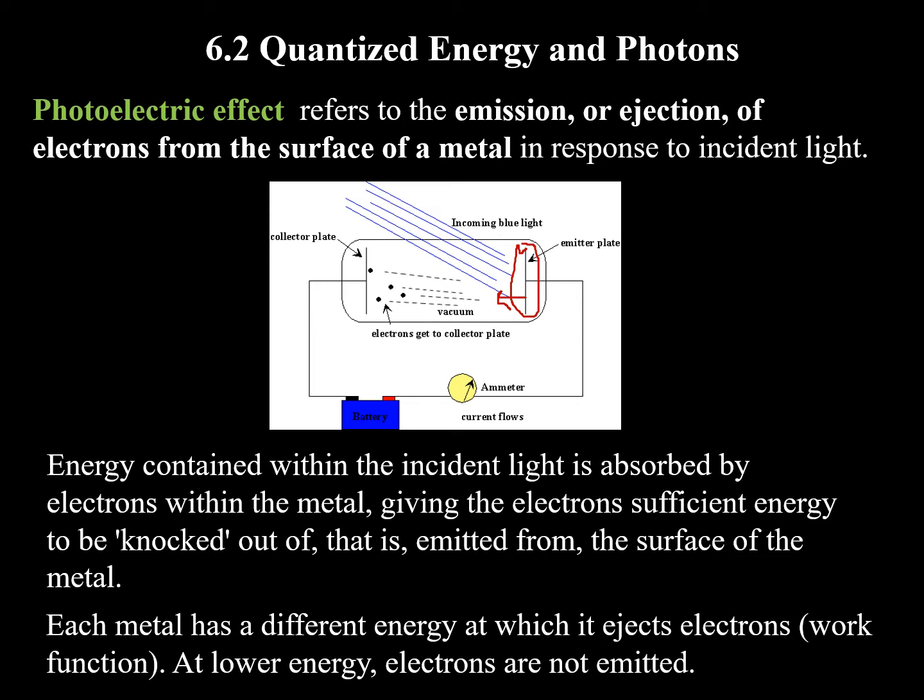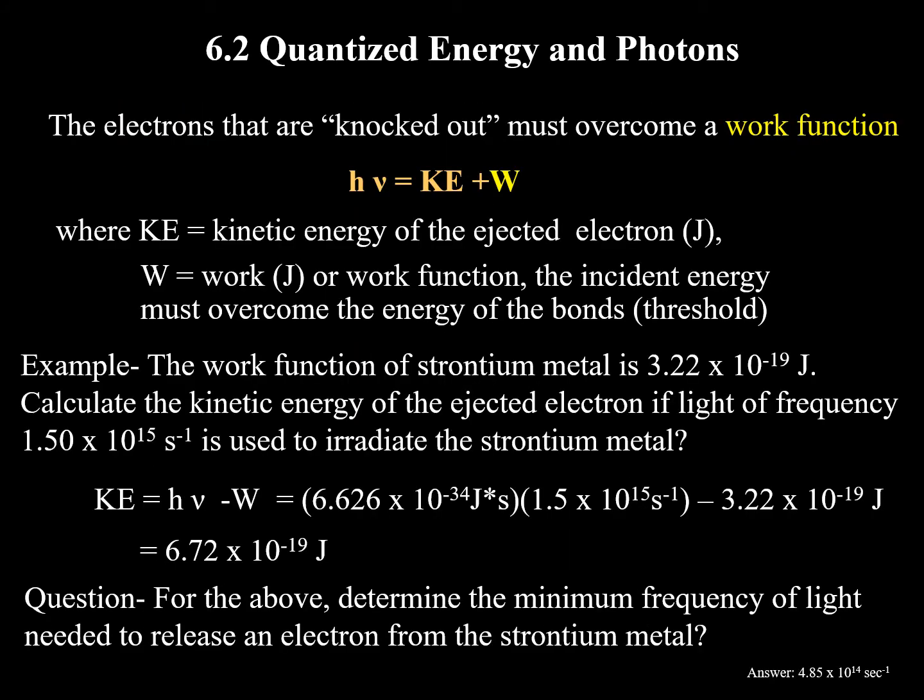And what happens here on the emitter plate, if these are atoms on the metal plate, the light hitting this metal plate, the electrons here will break free from the metal if it's shot with a high enough energy, and it breaks its barrier, its work function, which we'll talk about in a second. So we have here the electrons are knocked out. They must overcome the work function.